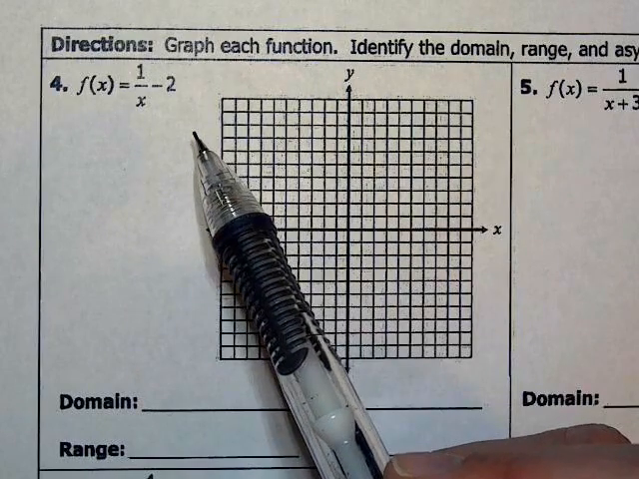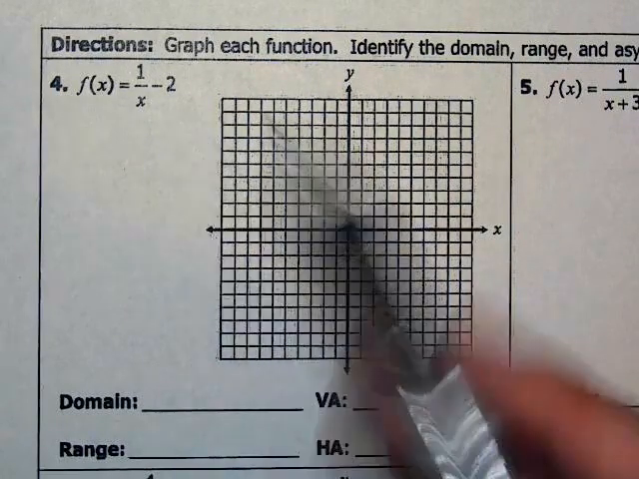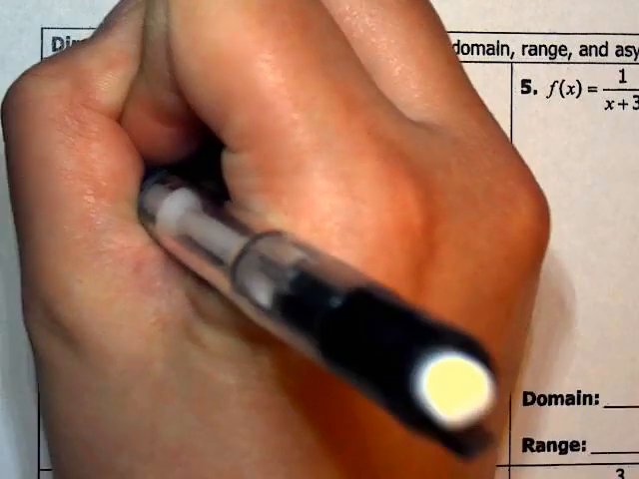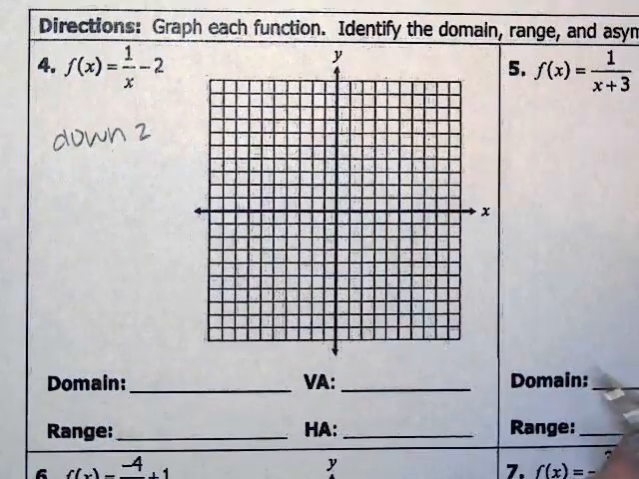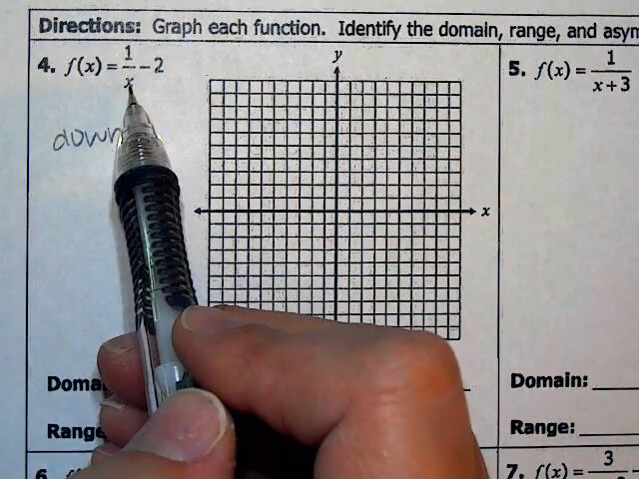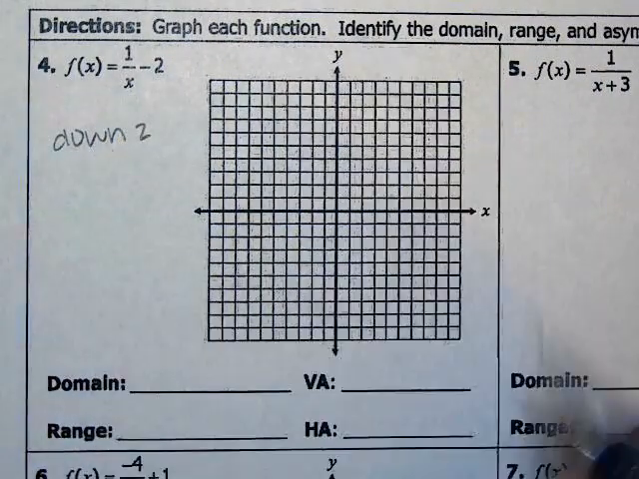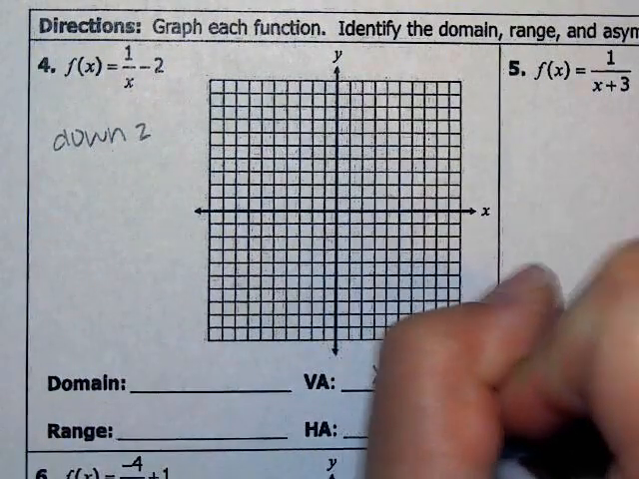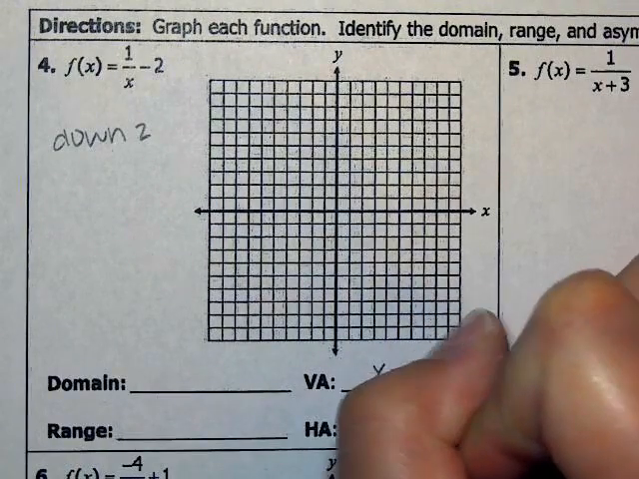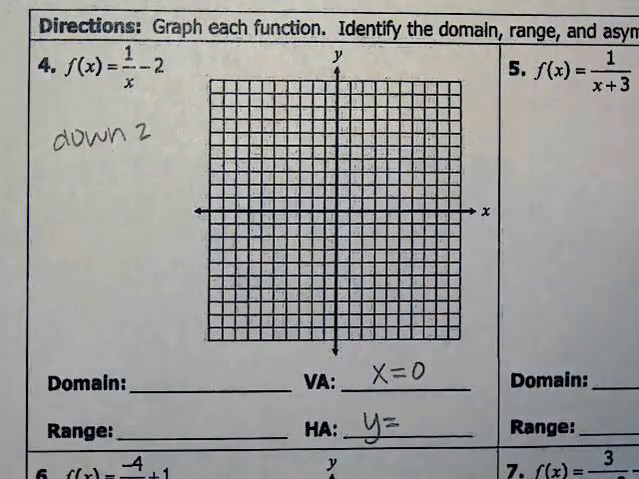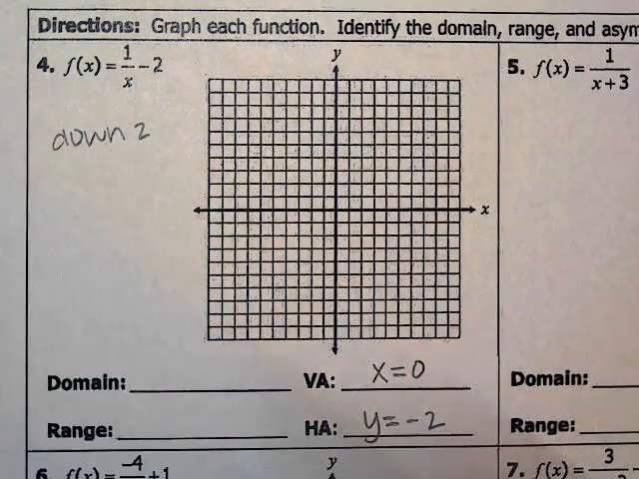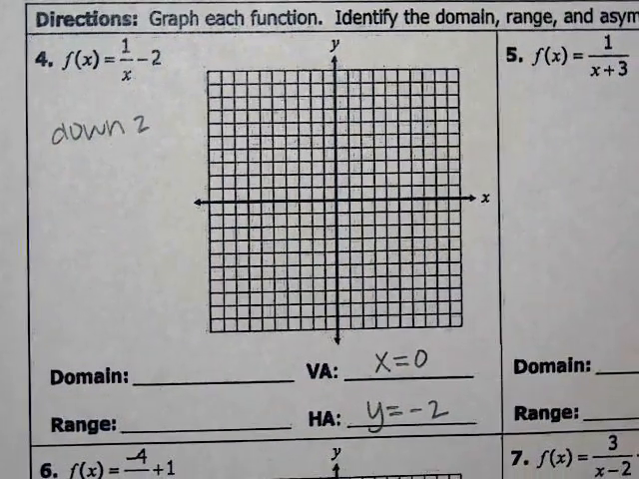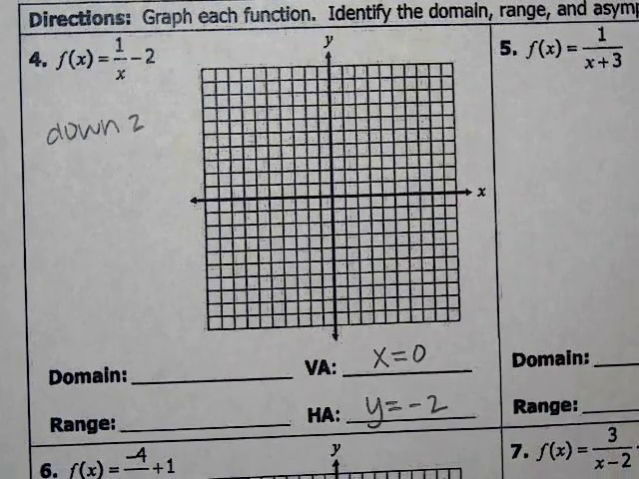So what's the vertical asymptote? 0. Okay, x equals 0. Y equals -2. Okay, so I'm going to draw it on mine, and then once I draw it on mine, you'll know how big to make your graph. So I'm going to draw x equals 0, and then y equals -2.